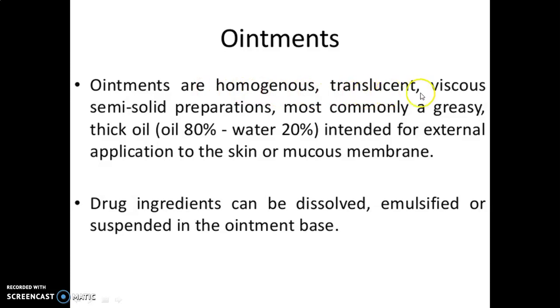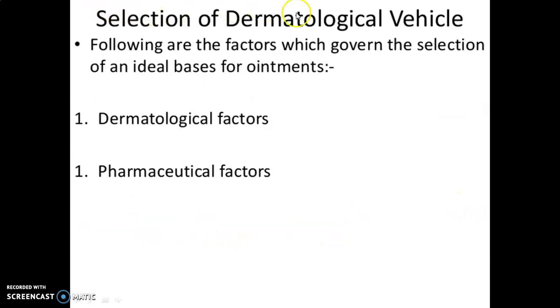Ointments are homogeneous, translucent, viscous, semi-solid preparations, most commonly a greasy, thick oil, that is oil of about 80% and water up to 20%, intended for external application to the skin or mucous membrane. Drug ingredients can be dissolved, emulsified or suspended in the ointment base. Selection of dermatological vehicle: the following are the factors which govern the selection of an ideal base for ointments, that is, dermatological factors and pharmaceutical factors.